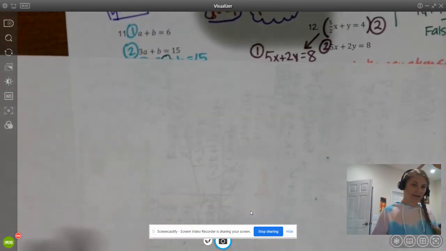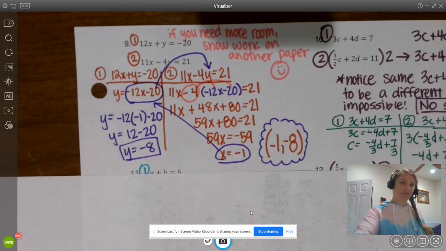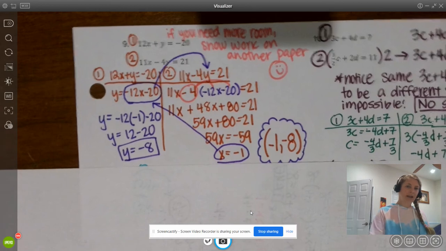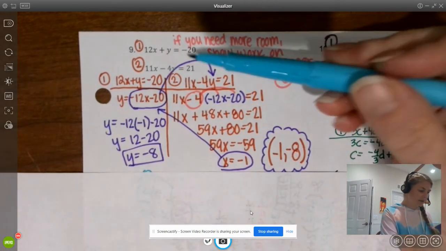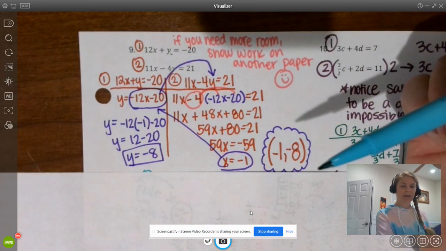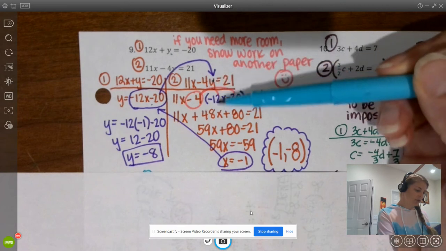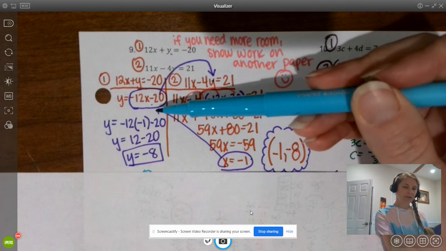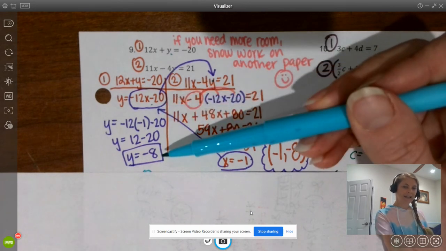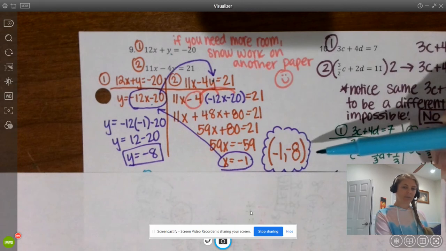Okay, let's take a look at number 9. When I'm looking at 9, and again, if you need more room, please show your work on another piece of paper. When I'm looking at 9 here, I see that y in equation 1 is more efficient to isolate because it has a coefficient of 1. And then I'll substitute that into equation 2, and when I solve for x, I get negative 1. Then I substitute that back into my equation with y isolated to get y as -8. I write my answer as an ordered pair, (-1, -8).